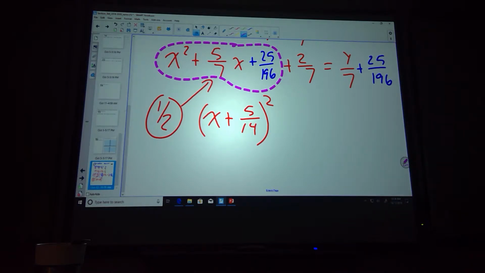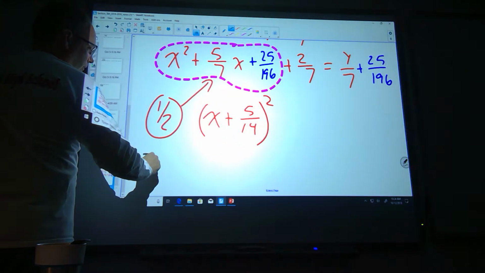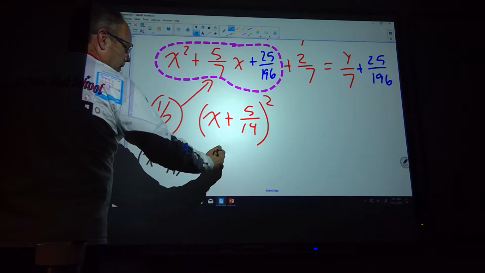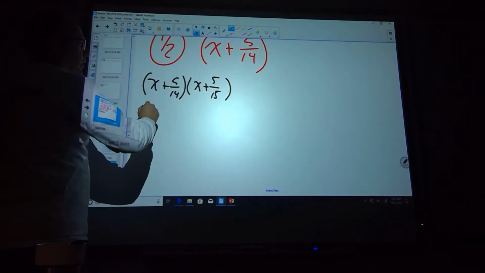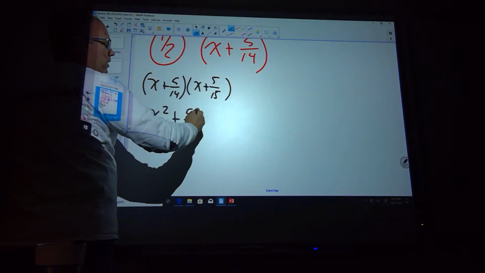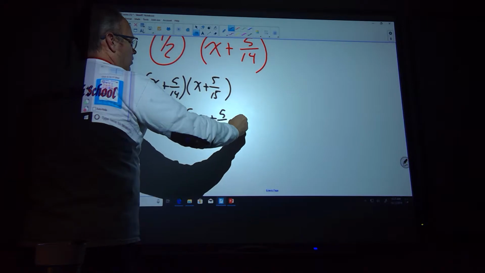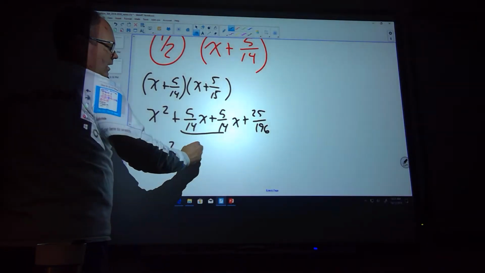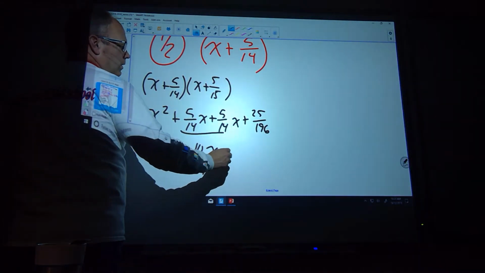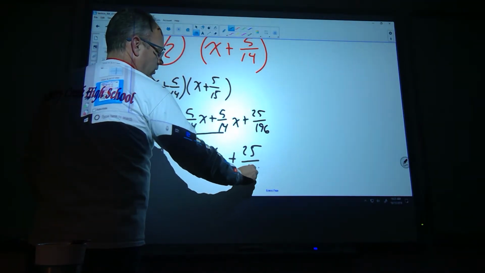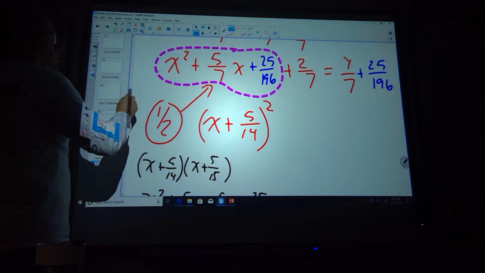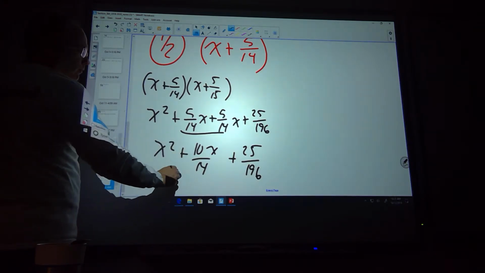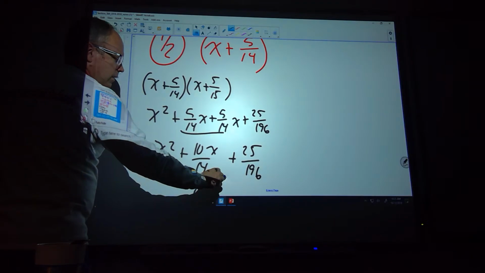Okay? So, this is all it is. It's the x plus 5 over 14 squared. That FOILed out is the top. So if I multiply this out, I'm going to get x squared plus 5 over 14x plus 5 over 14x plus 25 over 196. And if I combine my like terms, I'm going to get x squared plus 10x over 14 plus 25 over 196. Wait, I got 5 over 7, but I got 10 over 14. Oh, I can reduce a fraction. Is that okay? So that's all it was.